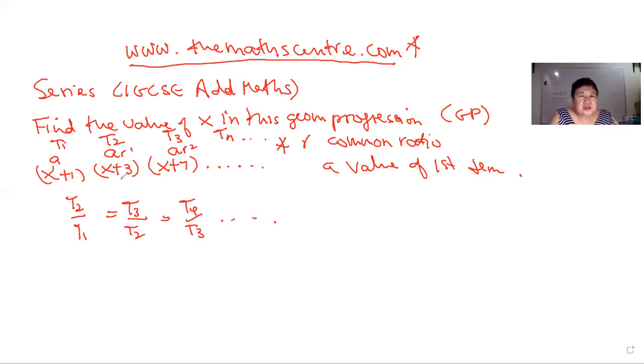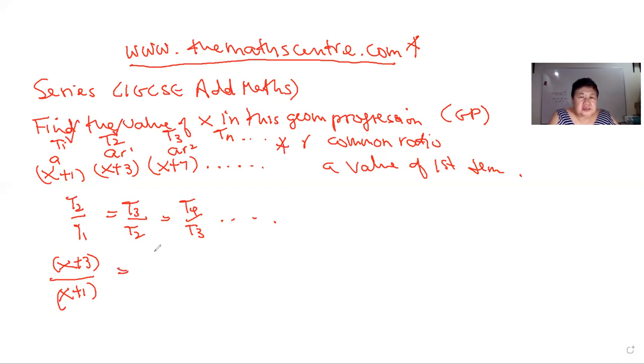So in this case, the second term is denoted by AR. A is the value of the first term, which is x plus 1, and R is the common ratio, which we don't know. So what we do is we take the second term, which is x plus 3. The value of x has a value, but x plus 3 is the entire value of the second term. The first term is not x. The first term is denoted by x plus 1. What is R? We are about to find out. So in this case, x plus 3 over x plus 1. That will be the second term over the first.